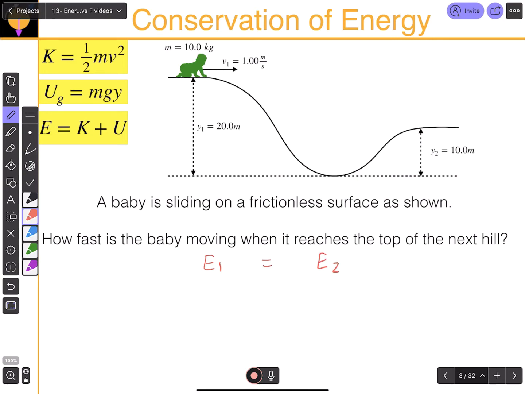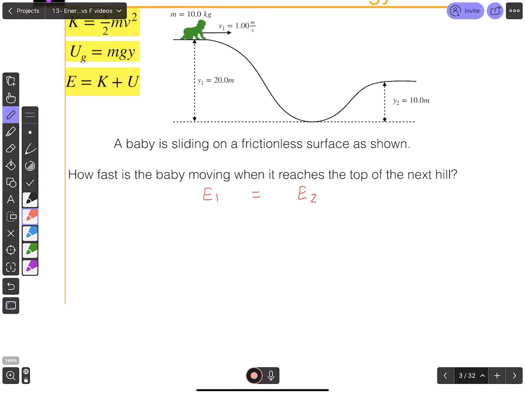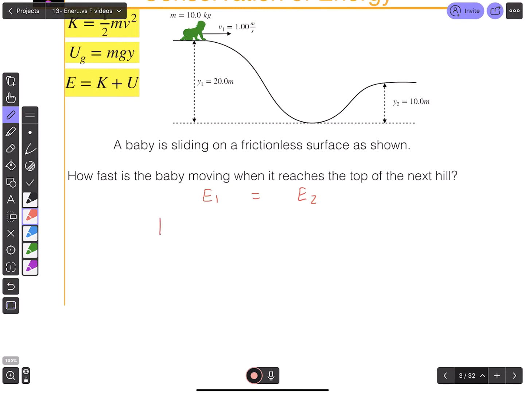So the total energy at point 1 is the kinetic energy at point 1 plus the potential energy at point 1, which equals the kinetic energy at point 2 plus the potential energy at point 2. All we need is the information to fill this in. And here's the baby, a totally beautiful drawing of a baby, at point 2, and we're trying to find how fast it's moving at this point. So let's write it down.